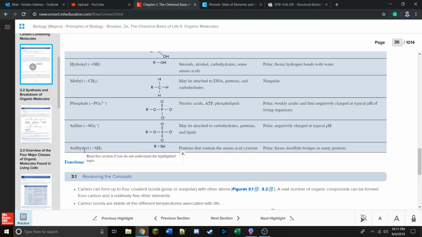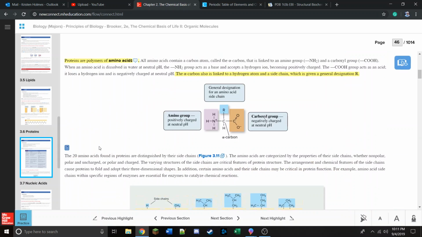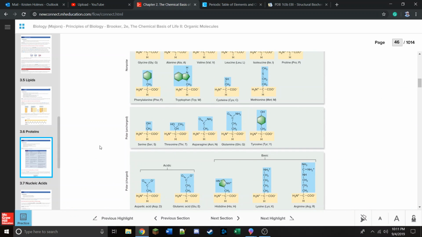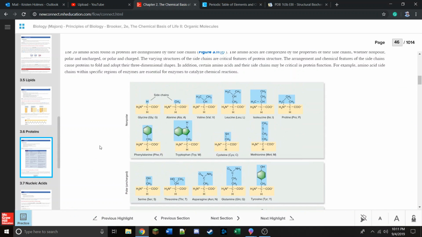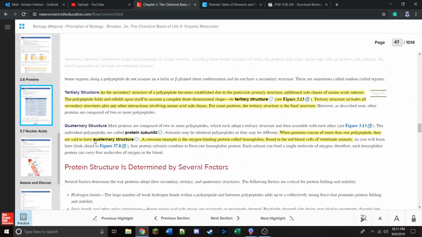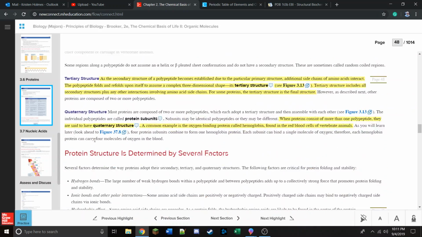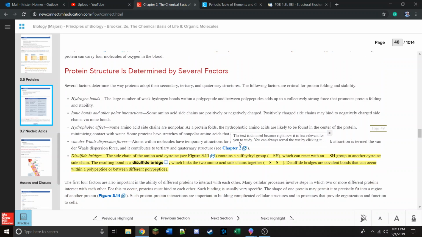When we discussed sulfhydryl, when I said it creates a disulfide bridge, that is this bridge. And here's cysteine. Haha, cysteine, very nice. So that cysteine has the lovely sulfhydryl. The sulfhydryl sticks together, makes a disulfide bridge.